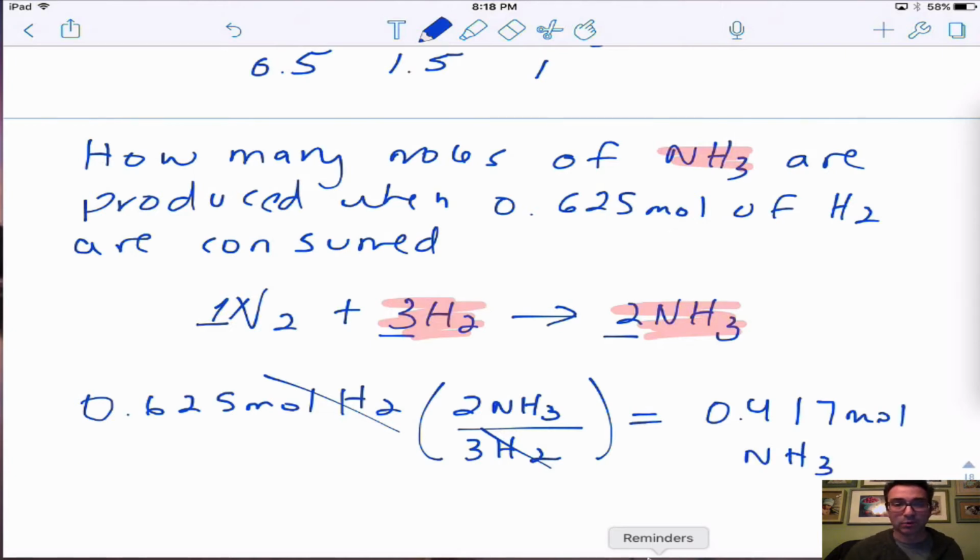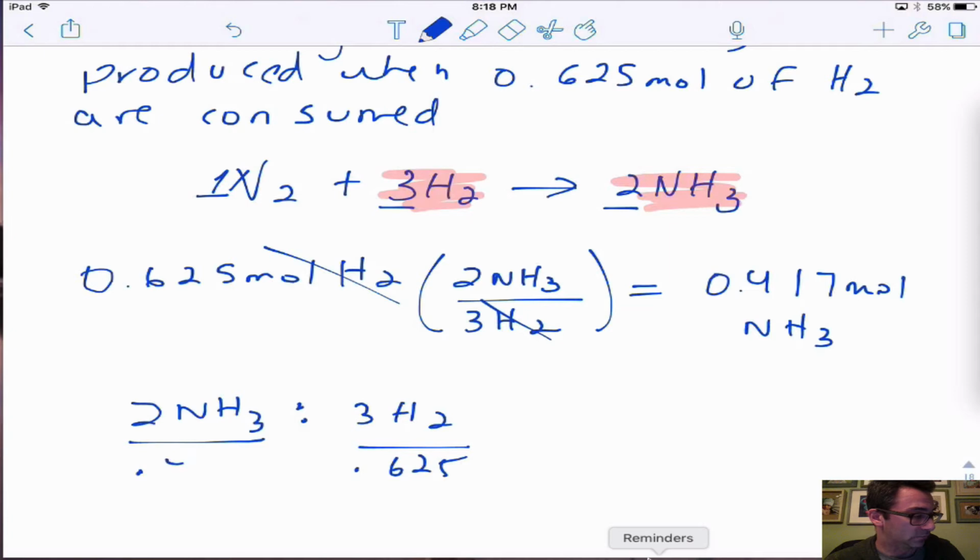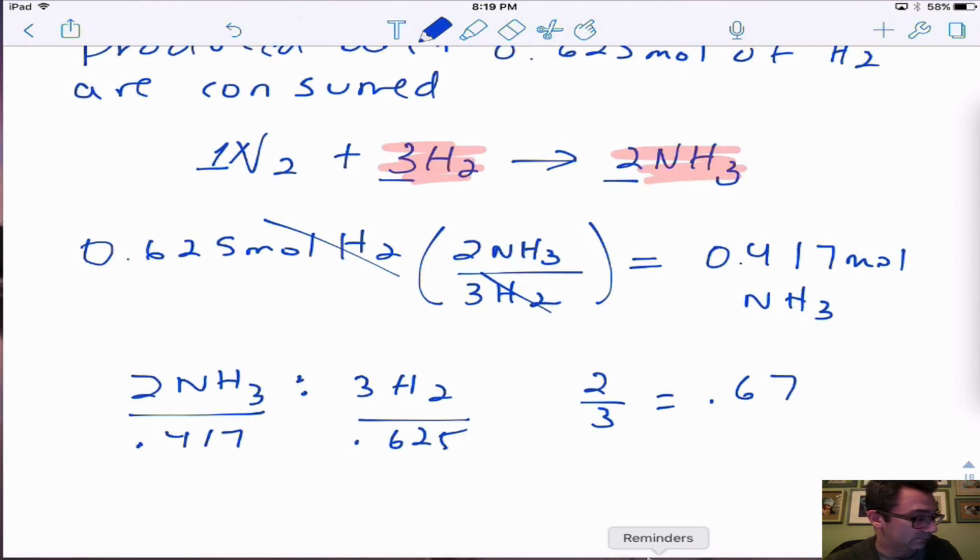Now look, my mole ratio was and is 2 to 3. So I have 2 NH3s in ratio with 3 H2s. Even though in the problem I have 0.625, the amount of NH3 becomes 0.417. If you take 2 divided by 3, you'll get 2/3, or 0.67. If you take 0.417 and divide it by 0.625, you will get 0.67. You could try it on your own. The ratio remains the same.